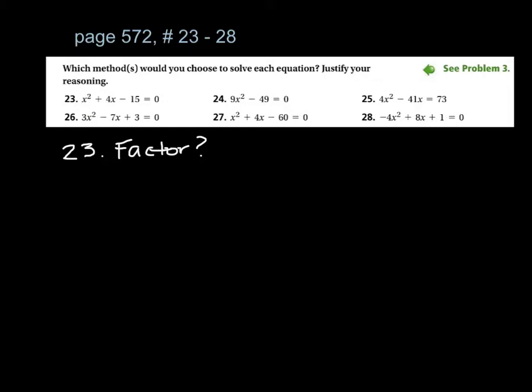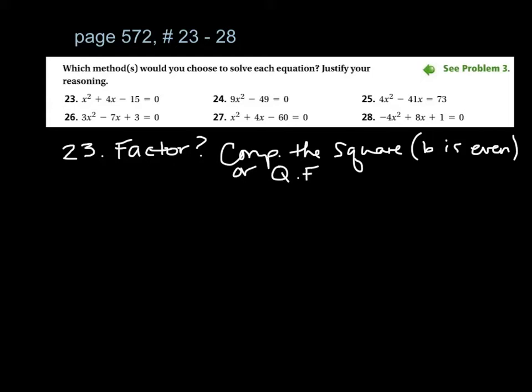At that point, since it can't be factored, we could use completing the square. We could use completing the square here because the b value is even. So that would be a good method for this one. And if not that, the quadratic formula would be good too. I'm just going to abbreviate quadratic formula QF. Okay? All right, 24. What do you notice?